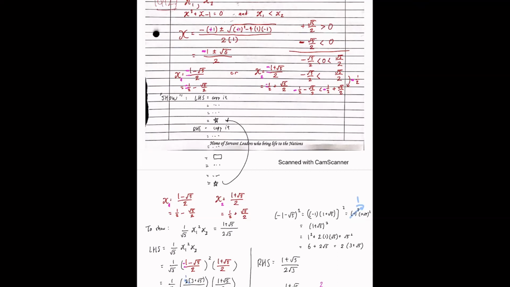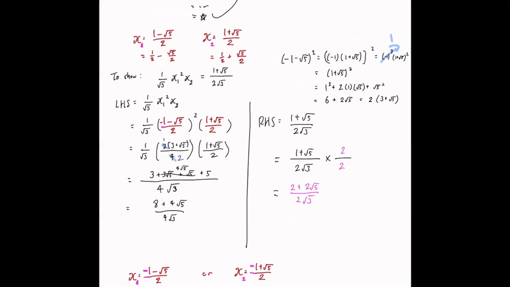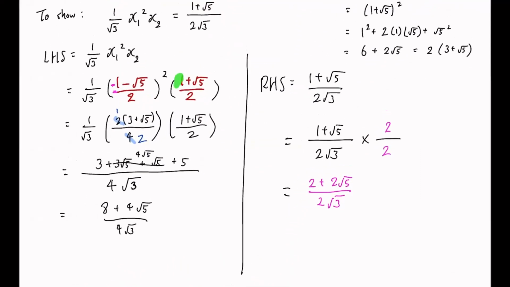X1 is smaller than X2, so X1 is -1 minus square root 5 divided by 2. X2 is -1 plus square root 5 divided by 2. You have 1 over square root 3 times X1 squared times X2. You sub in, you get -1 minus root 5 over 2 bracket squared times 1 plus root 5. Sorry, I forgot to change this part. Here it should be a negative.